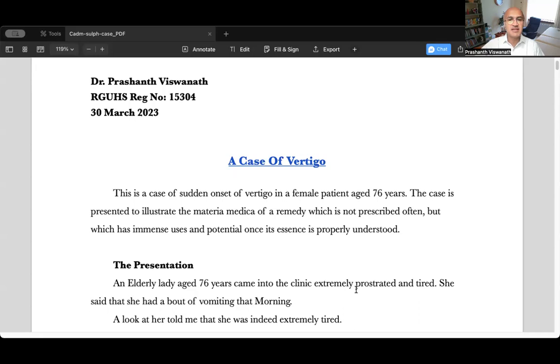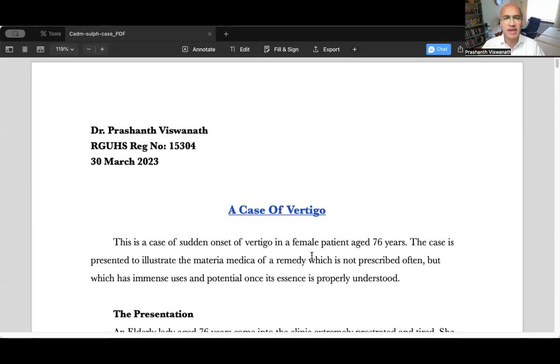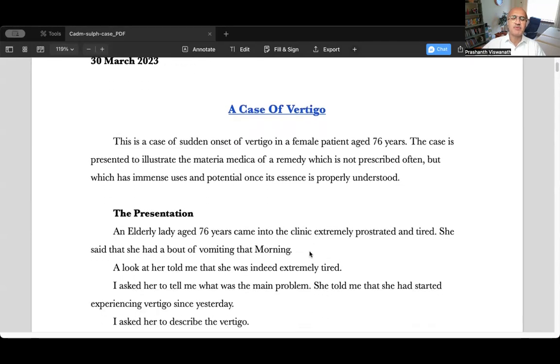So this case is a case of a lady who came to me with a very severe vertigo. She was about 76 years old, and the way she came to me was she called me up early in the morning and she said she was having very, very severe vertigo. Her head felt as if, everywhere she looked, everything seemed to be spinning around herself. This is what she told. Whatever she looks at, it felt as if it was spinning around her.